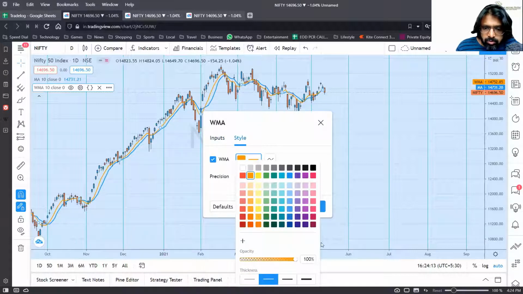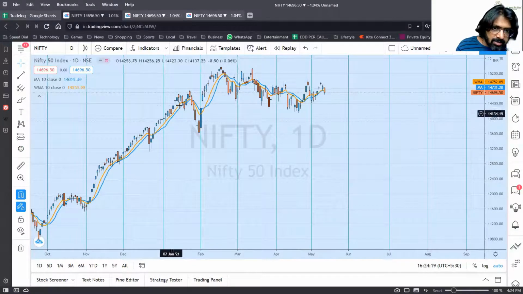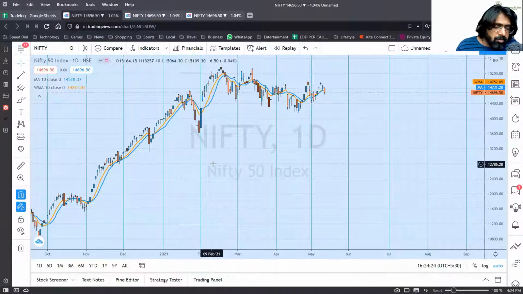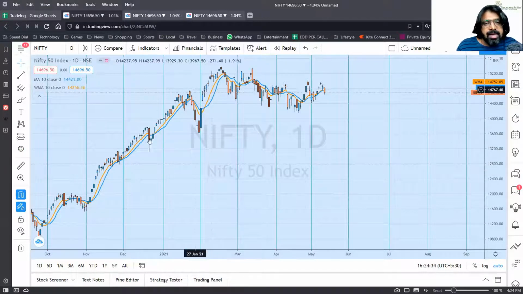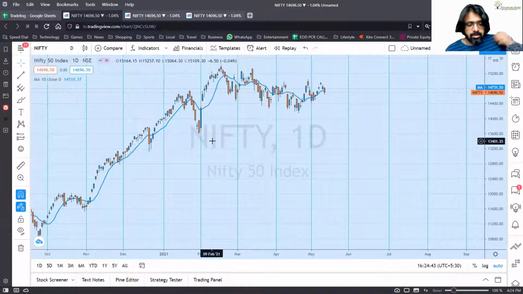So here you can clearly see that this average is more sensitive to the price. It's closer to the price, the orange line, isn't it? That is because of the reason that we saw on the Excel sheet, that the last price gets the maximum weightage. That is why this moving average is way closer to the price than the blue line, which is a simple moving average. So this was about simple and weighted moving averages, right?